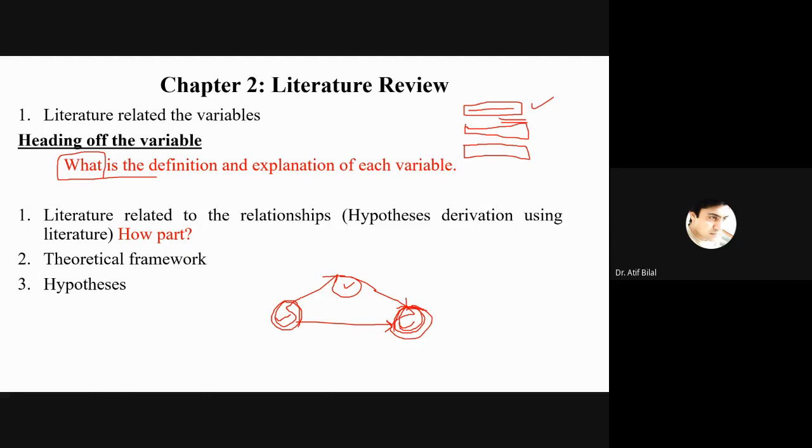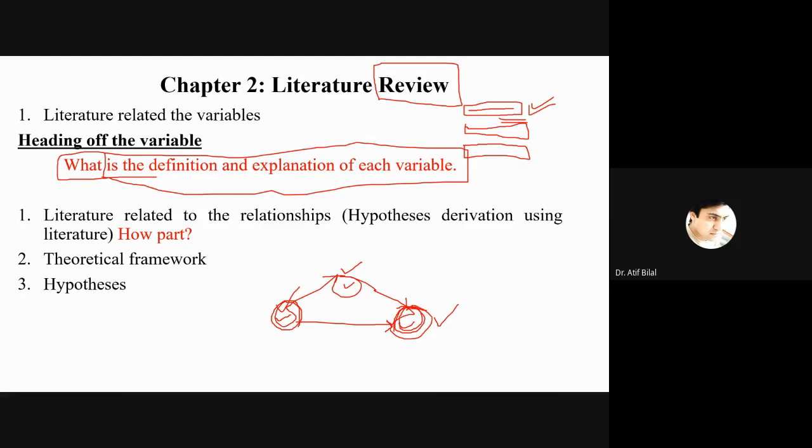these variables. So when you are doing your literature review, you need to tell the reader that when you reviewed the literature, you got this much idea about one variable. The same way, second variable. The same way, the third variable. This will be your first part in which you're going to do the what part, that is, what are these variables and what is the definition and the explanation of each variable.